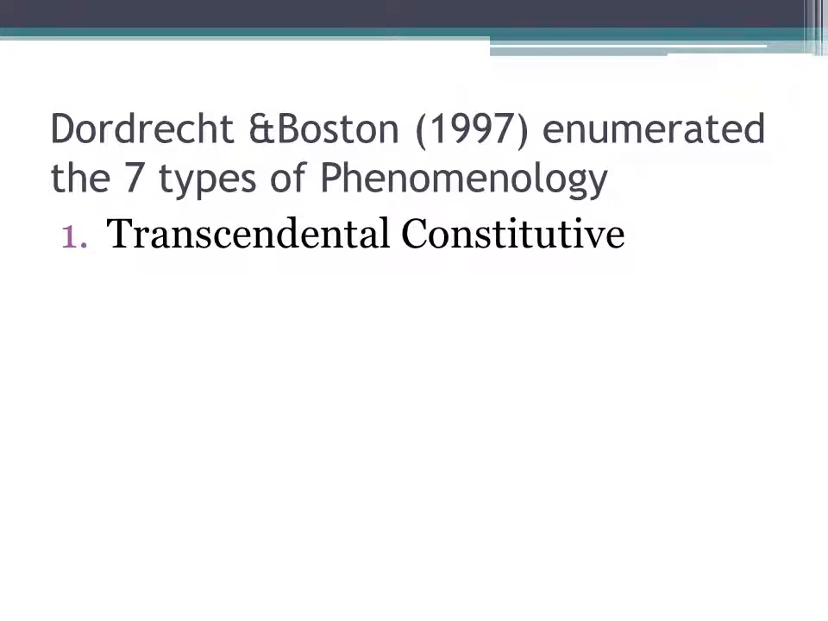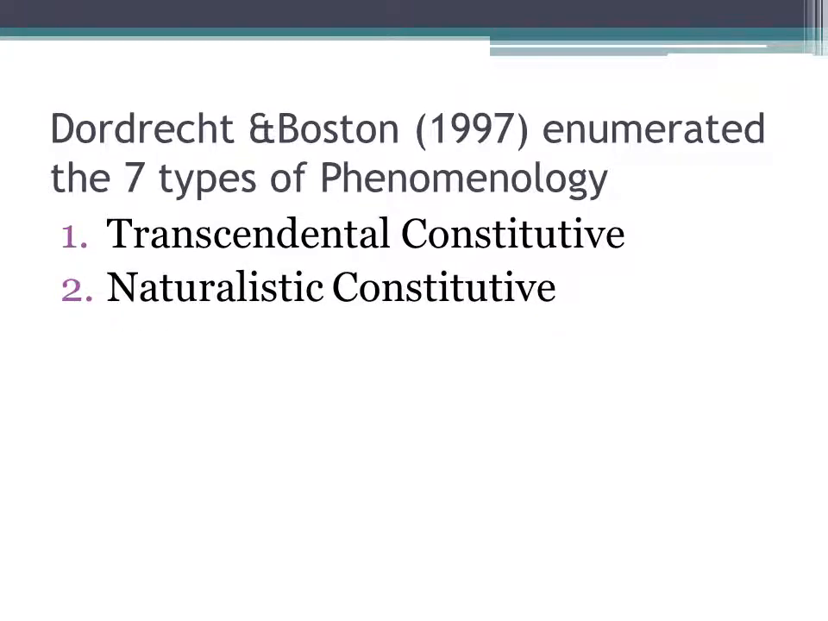Dorothea Bosch enumerated the 7 types of phenomenological research. Number 1 is the transcendental constitutive, which studies how objects are constituted in pure transcendental consciousness, setting aside questions of any relations to the natural world around us. The naturalistic constitutive, however, tackles how consciousness constitutes or takes things in the world of nature, assuming with the natural attitude that consciousness is part of nature.